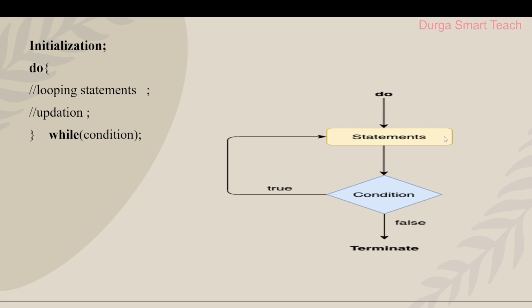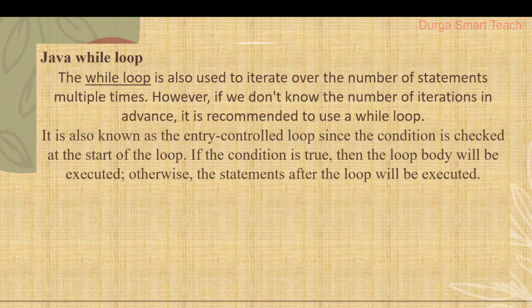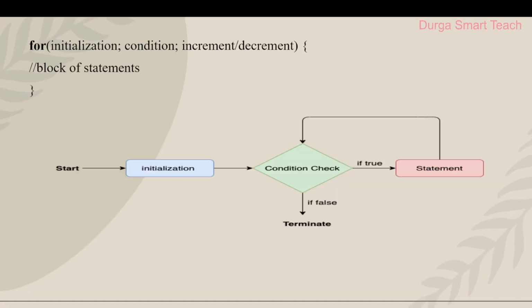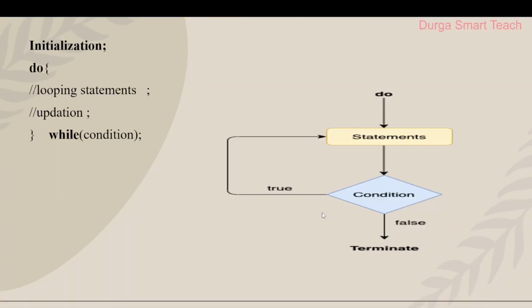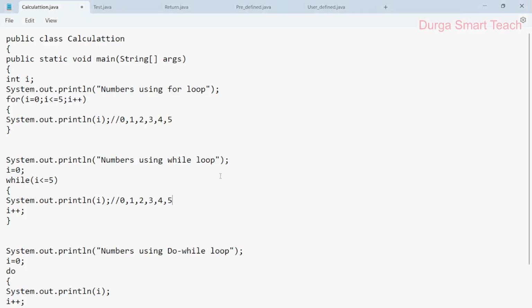Do. First it will execute the statements whether the condition is true or false. It is not mandatory. First it will execute the statements, and after that it will check the condition. If the condition is true, again statements are executed. If it is false, then it will terminate the loop. So carefully observe the difference between while loop, do while loop, and for loop. In for loop and while loop, it will check the condition at first. If the condition is true, then only the statements are executed. But in do while loop, first statements are executed, then the condition is checked. Okay, so let's see the program.